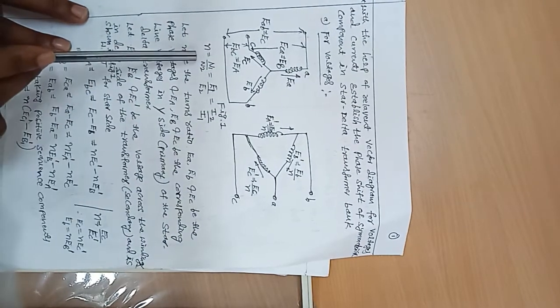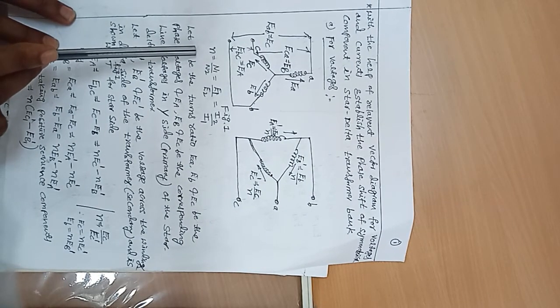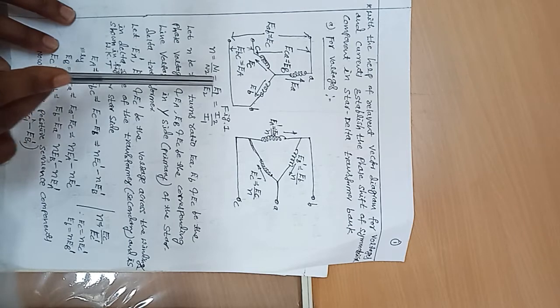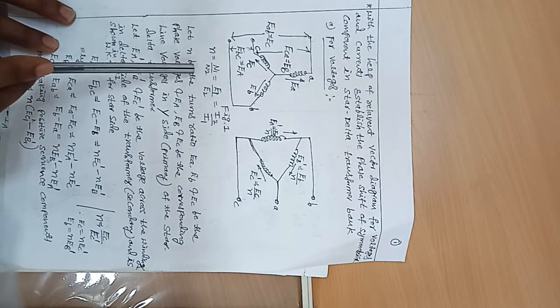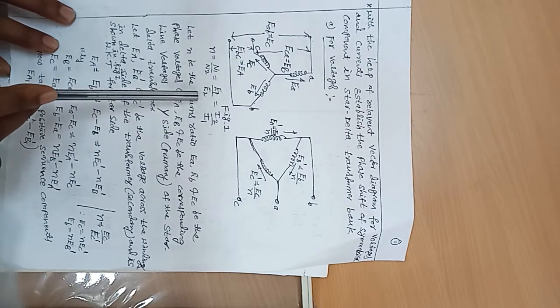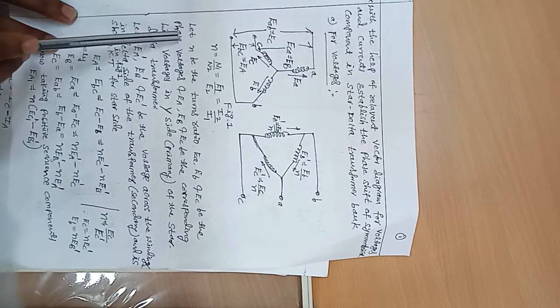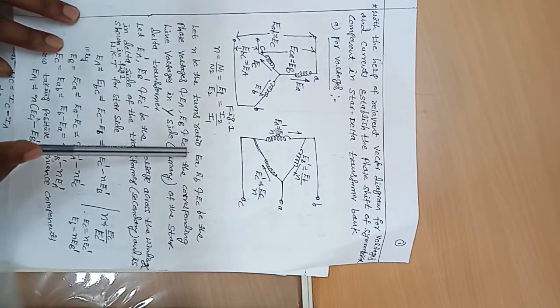For this, the assumption required is that small n, the turns ratio, equals n1 by n2, primary turns by secondary turns, which equals E1 by E2, primary voltage by secondary voltage, which equals I2 by I1. Let small n be the turns ratio.